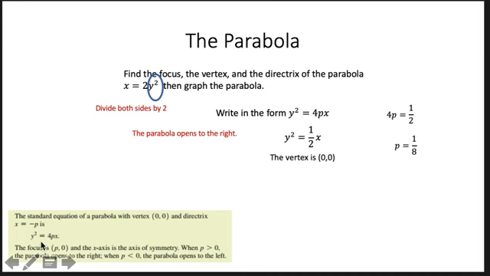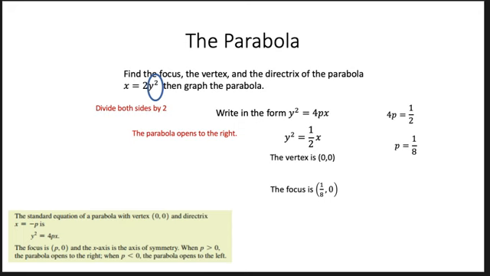Remember that the focus is going to be p, 0. Well, p is 1/8, so the focus is 1/8, 0. The directrix is x equals the opposite of p. So it's going to be x, it should say x equals -1/8.